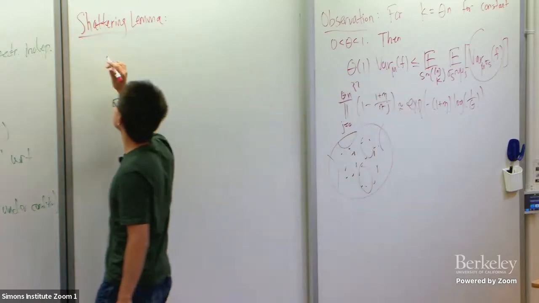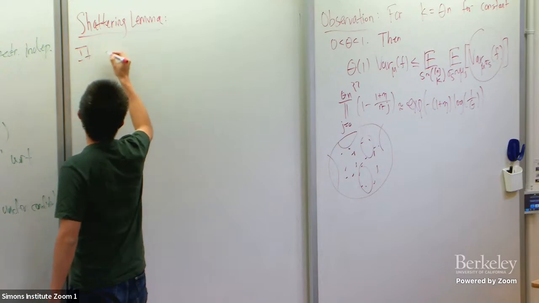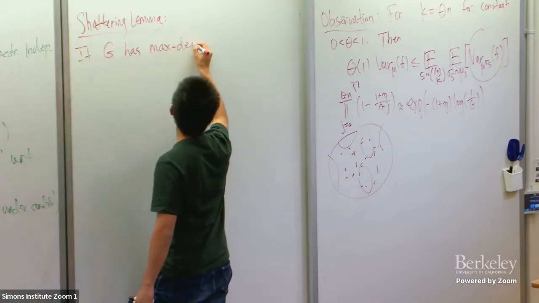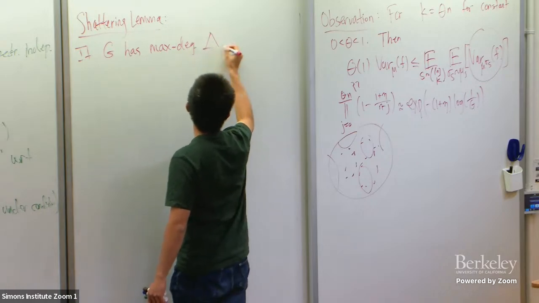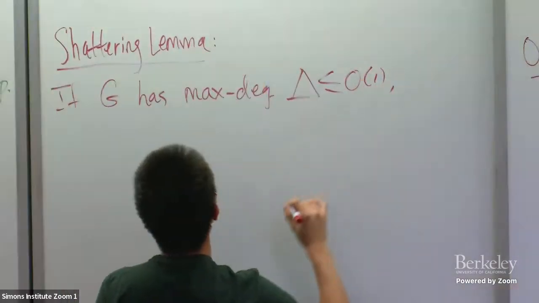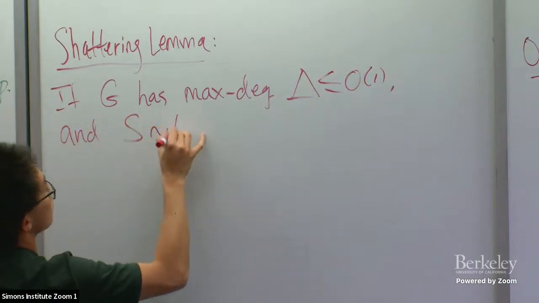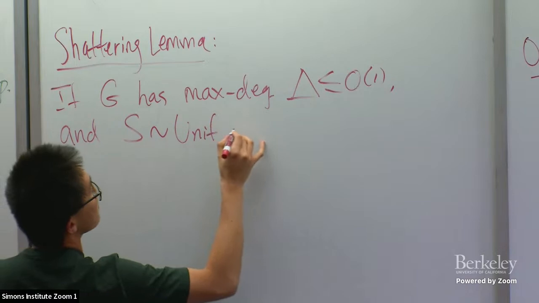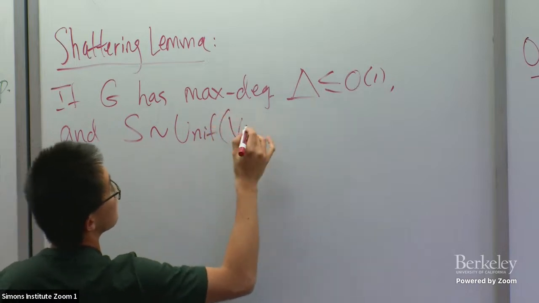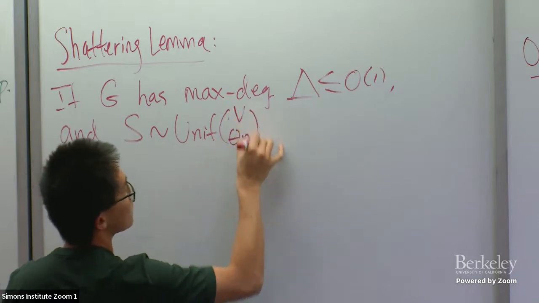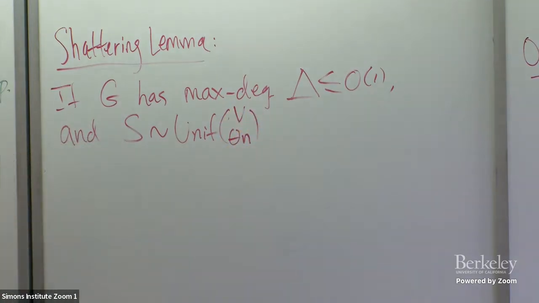So if G has maximum degree, so it's constant, and S is uniformly random, vertices choose, say, theta n many vertices. So I'm going to kill off order n many vertices.